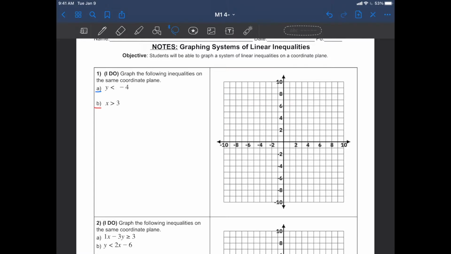A system of linear inequalities means that you are going to graph two linear inequalities on the same graph, and then the overlapping shaded parts is the actual solution to the system.